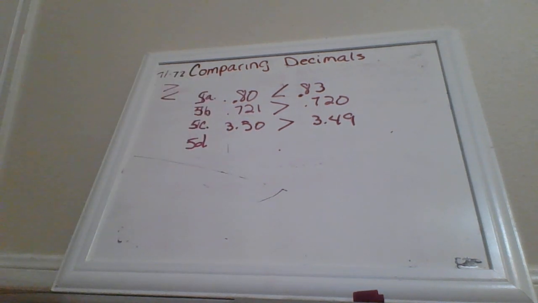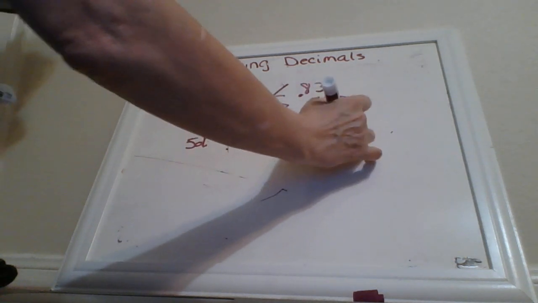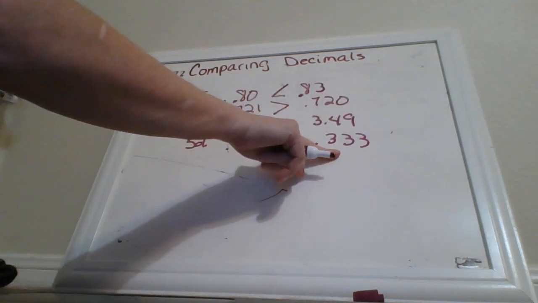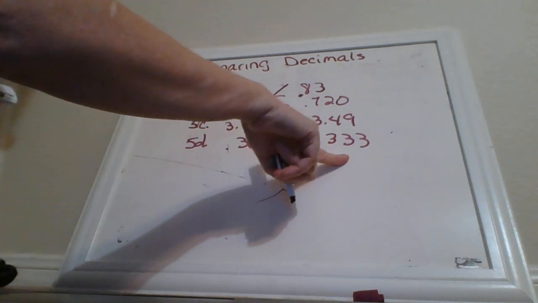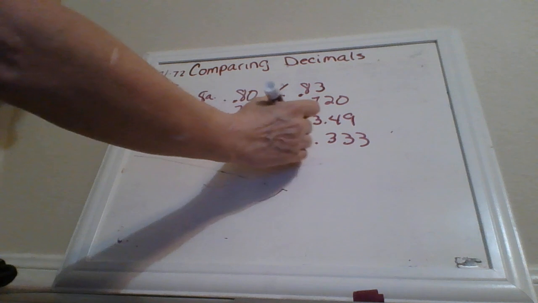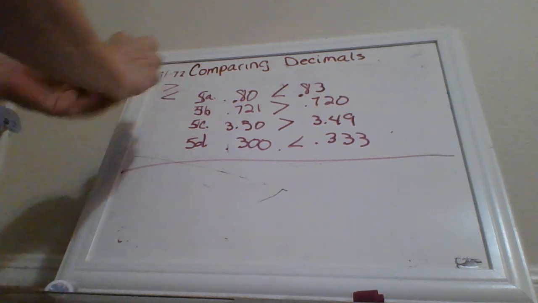Okay, 5D gives you 0.3 and 0.333. Since this one ends in the thousandths, you make this one go to the thousandths, and 333 is bigger than 300. Okay, those are as many as I'm going to do for that section. You need to finish that section on your own. Now let's move on to section 6.